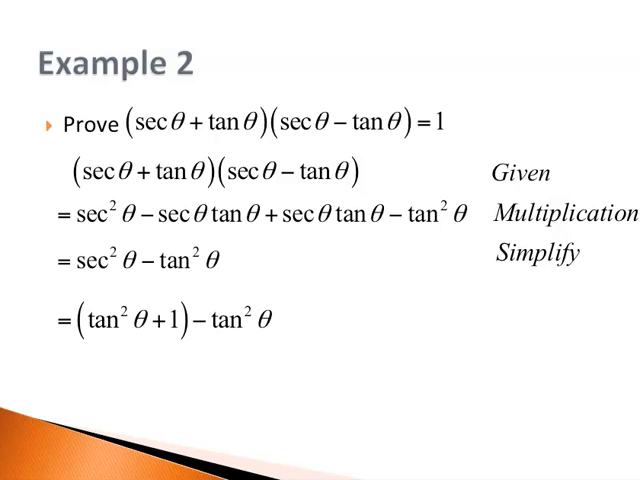Now, once we've done that, you can see that the tan squared and the minus tan squared will cancel, and that leaves us with 1. So after some simplifying here, this is equal to 1, which is what we have on the right-hand side. So again, we started with the left-hand side, and we were able to show that this is equal to the right-hand side, because that's the last step. That's what we showed it is equal to at the end.